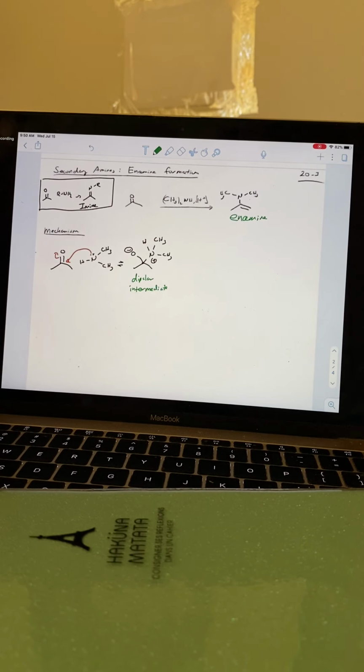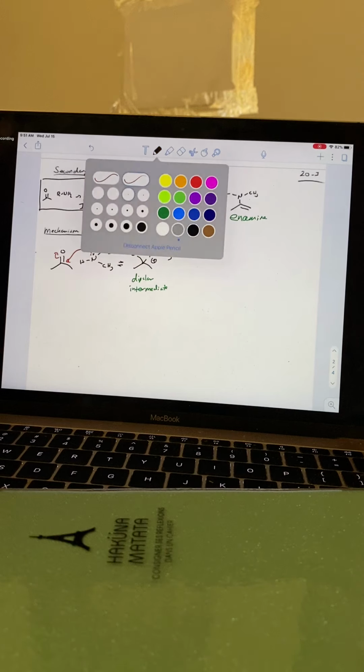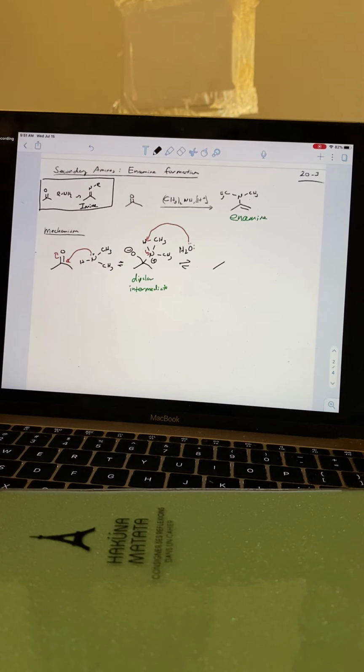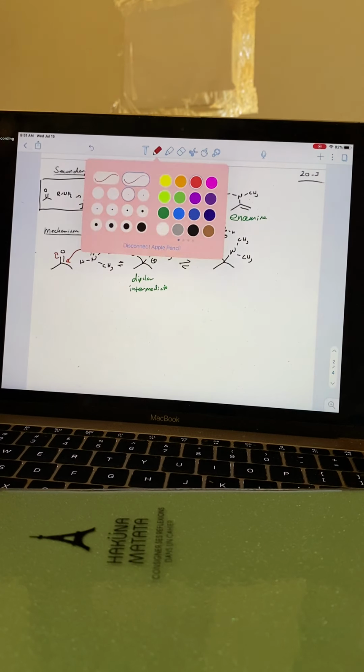forming this dipolar intermediate. Now let's carry out the same sort of proton transfers. So let's have water, and let's take off this proton to get rid of this positive formal charge. This is the same. Now we're going to have H3O plus. Let's go ahead and protonate this oxyanion, and how about, looks like I can squeeze it in here.